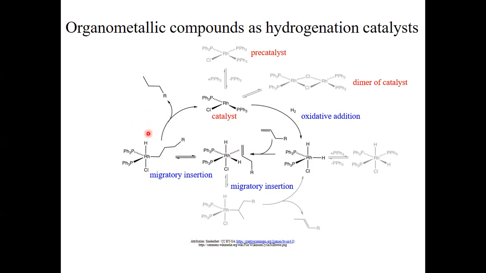And that species here then can eliminate an alkane to form back the original catalyst. So this closes the catalytic cycle, and the catalytic cycle can begin again until all of the molecules are converted into an alkane.